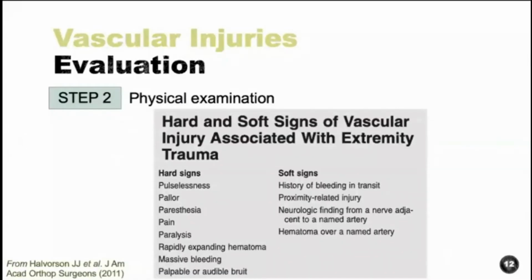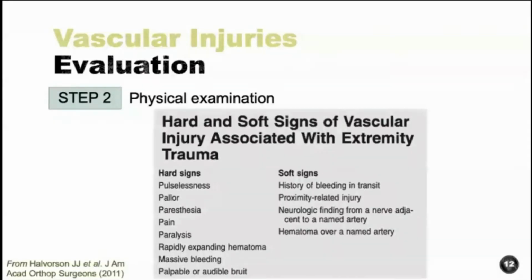If you look at this chart, hard signs are listed on the left side. And those are things like pulselessness, pallor, paresthesia, pain, paralysis, having a rapidly expanding hematoma, massive bleeding, or an audible bruit. And I feel like we hear a lot of our general surgery colleagues talking about these hard signs. And the idea is that the hard signs are definitive signs of a vascular injury.